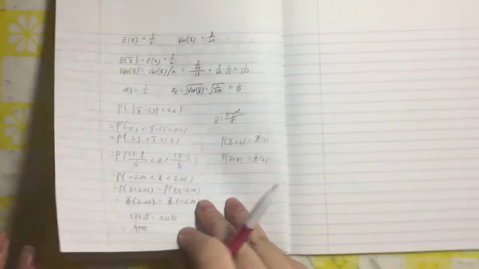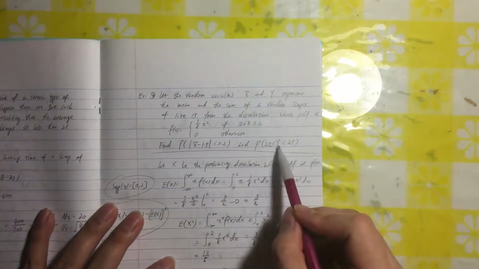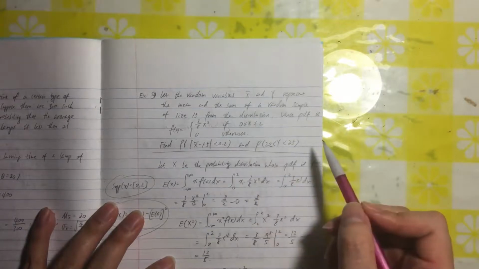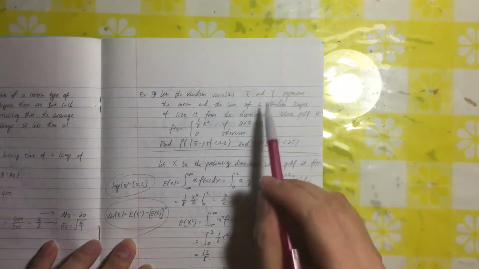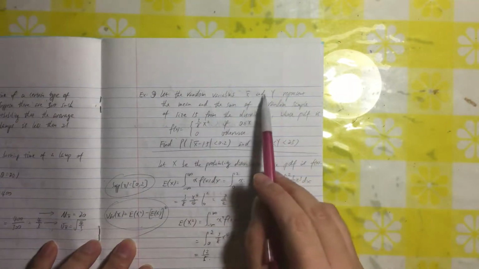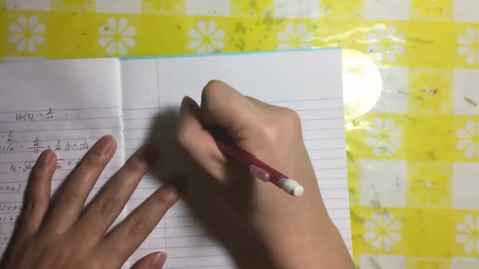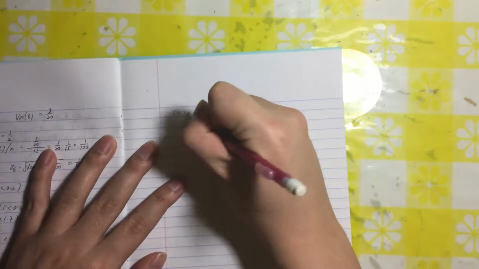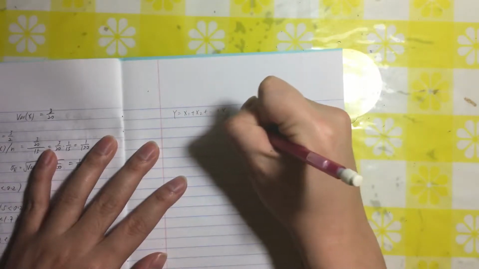Now let's answer the other question. What's the probability that y is between 22 and 25? Here, y represents the sum of this random sample. So, y represents the sum of S1, S2, up to S15.